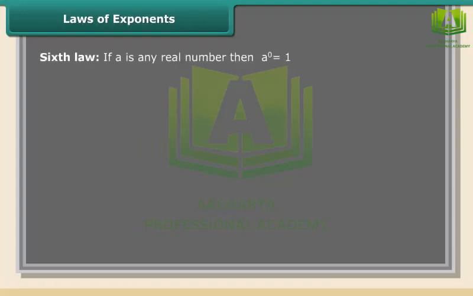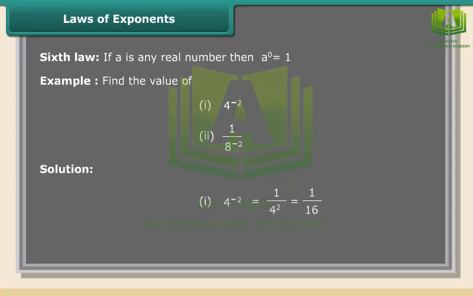Sixth law. If a is any real number, then a^0 is equal to 1. Example. Find the value of 4^(-2) and (1/8)^(-2). Solution. 4^(-2) is equal to 1 upon 4^2, which is equal to 1 upon 16. (1/8)^(-2) is equal to 8^2, which is equal to 8 into 8 equals 64.